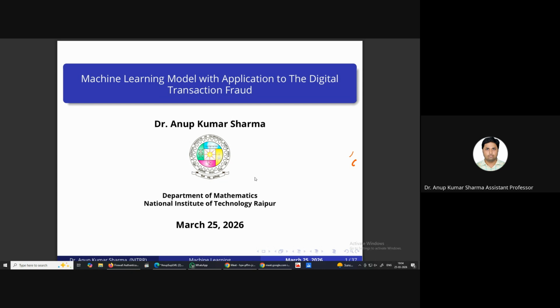I just pronounced some names there, like linear regression. These are machine learning models, and we have already discussed how we can apply them to the given data. We took tomatoes as an example. Today we consider another example, or application: digital transaction fraud.